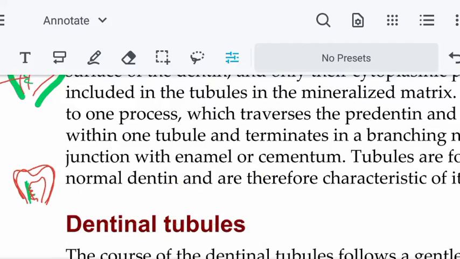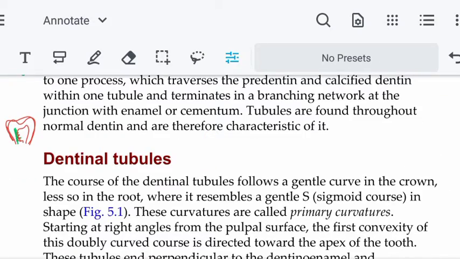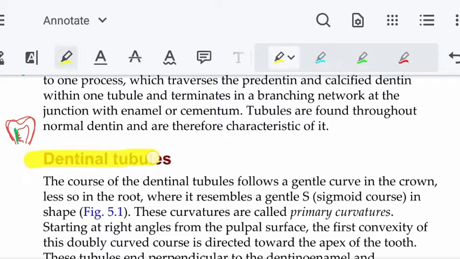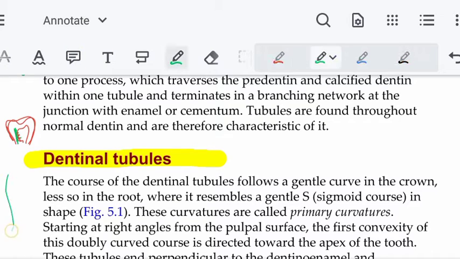Okay, so we'll now study dentinal tubules. These are the structural elements of the dentin. Dentinal tubules are actually S-shaped, like this. This contains two convexities, the primary and the secondary convexities. We'll learn about it later.